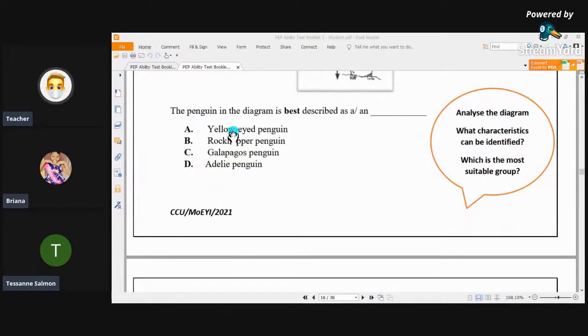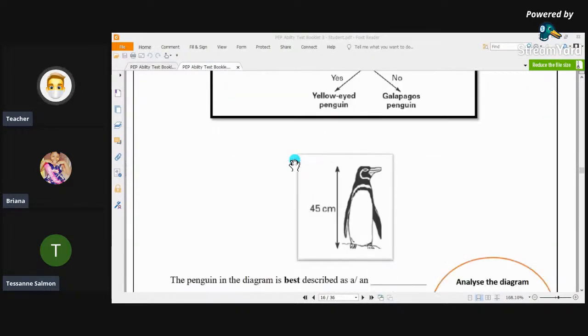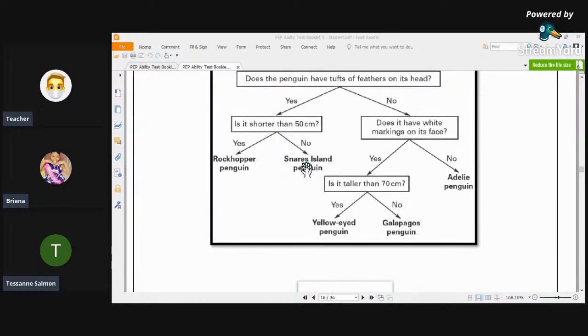The penguin in the diagram is best described as a or an something. Is it a yellow-eyed penguin, a rock hopper, Galapagos penguin, or Adelaide penguin? Which is it based on what you're seeing? What say you? Since it is shorter than 50 centimeters, it is 45 centimeters.